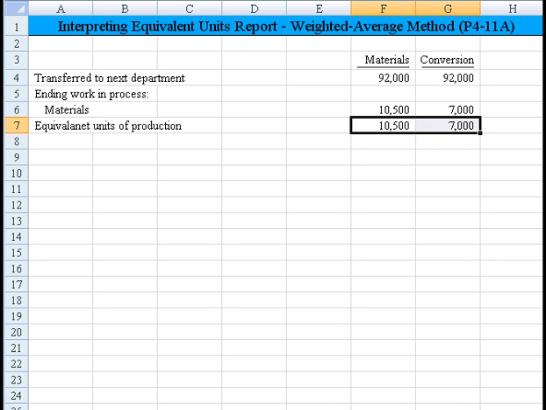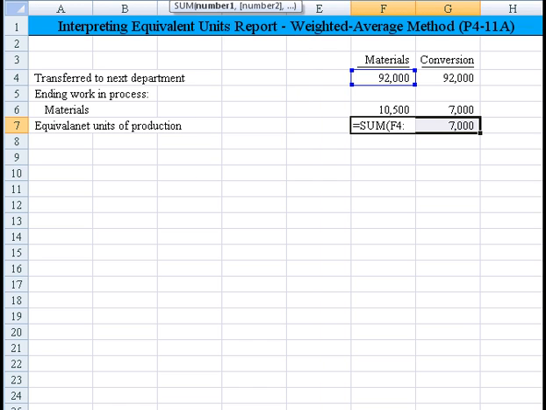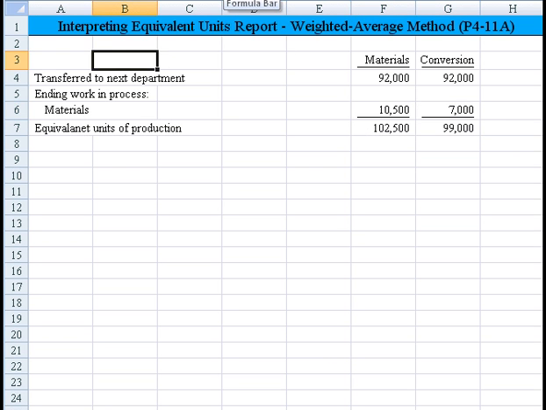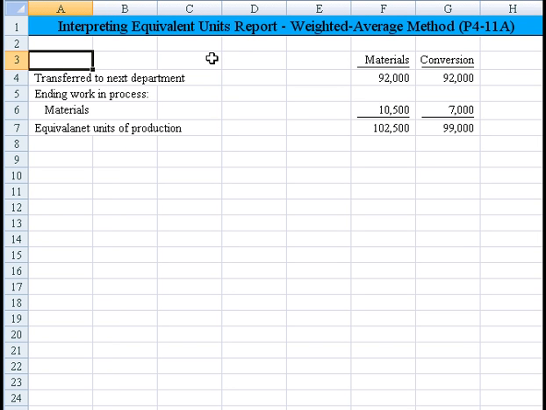So if I sum this, it's not summing it correctly. We want to sum this from F4 to F6. So I get 102,500 and 99,000. Okay, and that really is the answer to number 1. So let me just put a 1 in here. I always do that wrong. Sorry for that pop-up that just came up. 1. There we go. So that's part 1. I'll bold those because that's the answer.